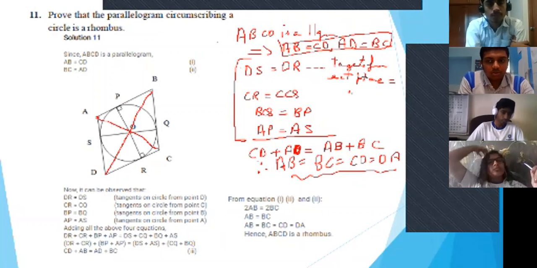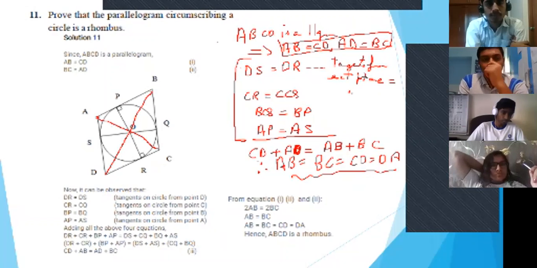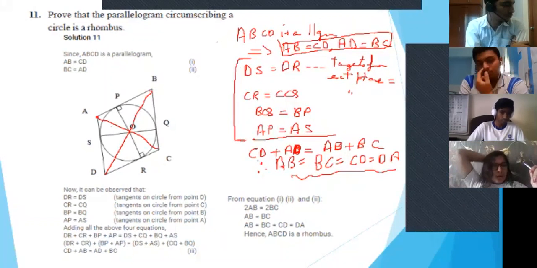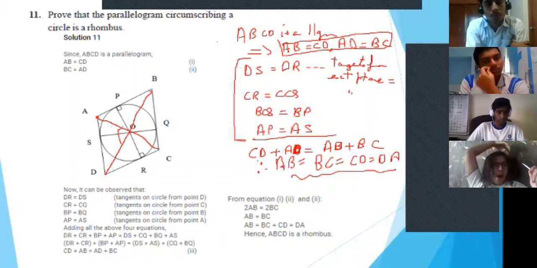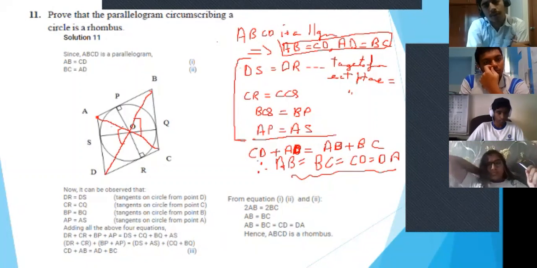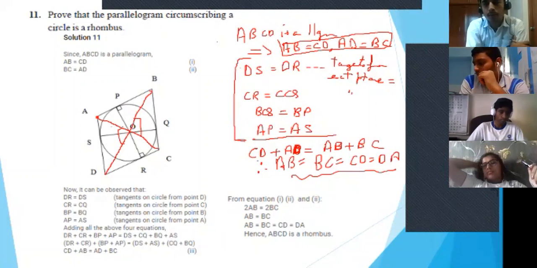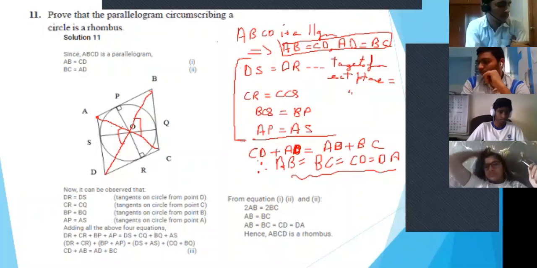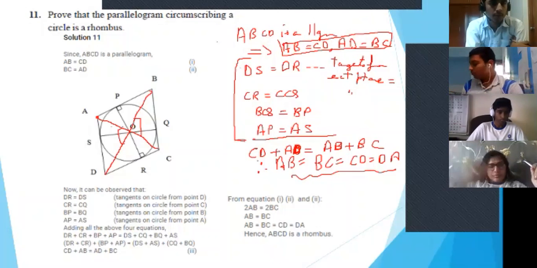Like yesterday, how we did in the other sum, the ninth one, we proved that this angle plus that. So we proved this is 90. Perfect, very good. This is 90. Did you understand which sum that was? It was the ninth one, ma'am. Yes, awesome. It was the ninth question, which we did.